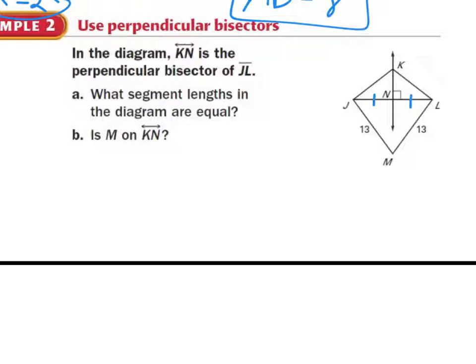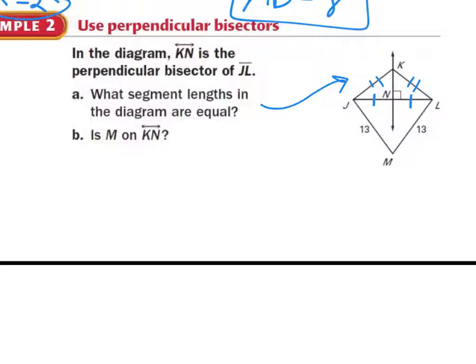M? We don't know that. Well, we do, because they're equal right here, so that works, yes. Okay. So then there's actually one more. Yeah, these two. And that's because we know it's a perpendicular bisector, so we know that K is equidistant from J and L. Okay? And of course, we're told that both of JM and LM are 13, so those are also congruent.